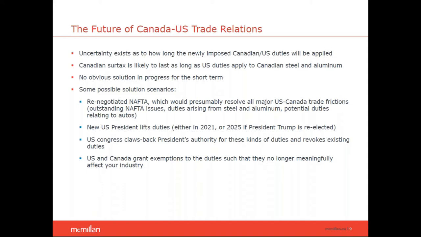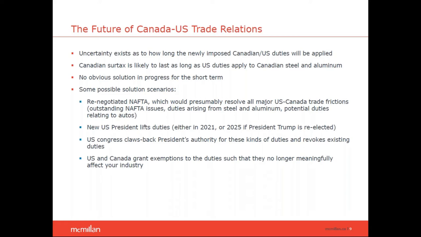And so some of the possible solution scenarios are if Canada, the U.S., and Mexico can all renegotiate NAFTA, that one would imagine would deal with all the trade issues between the countries, and the U.S. may be able to go out and say, okay, we now have a new NAFTA, it's much more favorable, and because of that, we're going to lift the duties on aluminum and steel. Those two things don't necessarily logically connect, but that has been the U.S. position, that these duties could go away if Canada will agree to a favorable NAFTA.